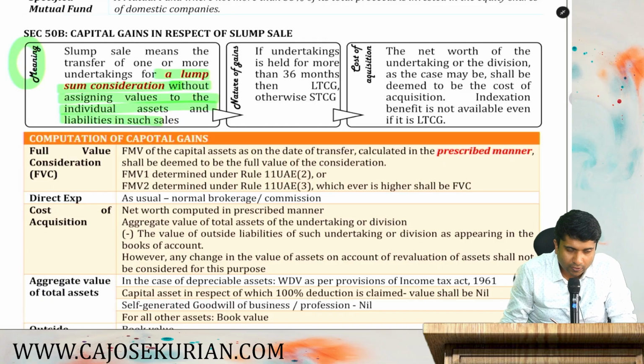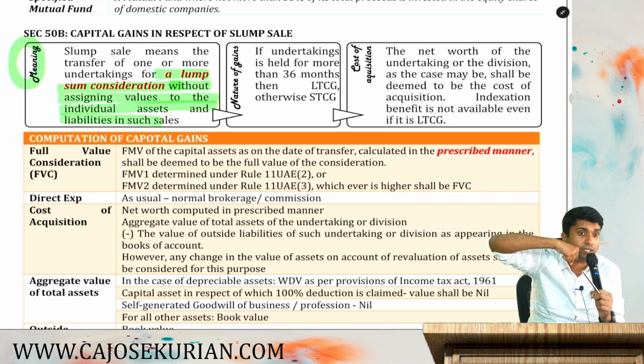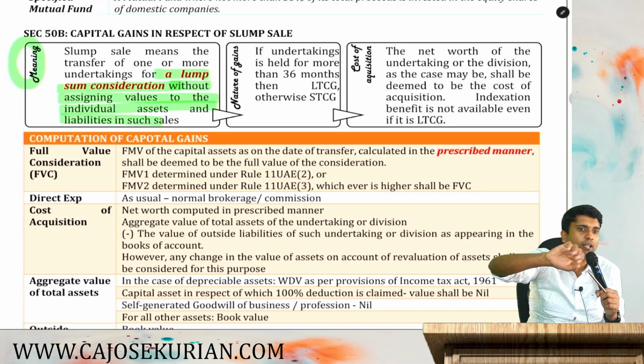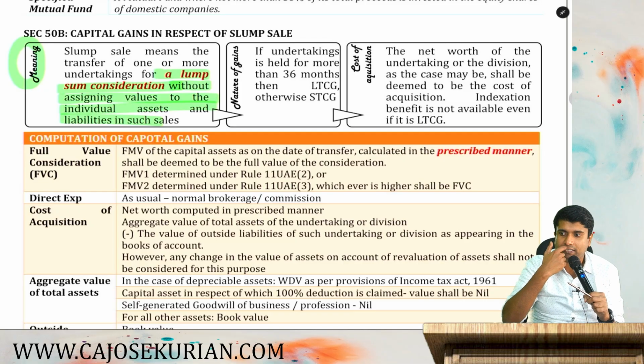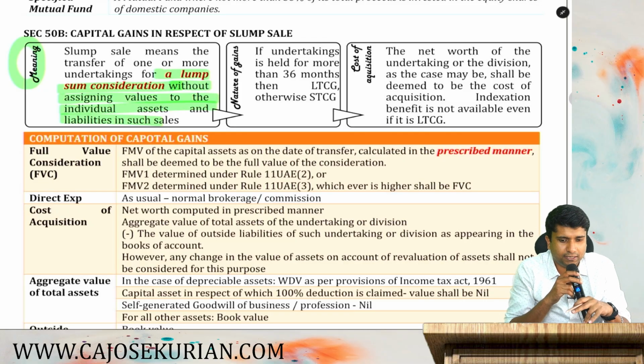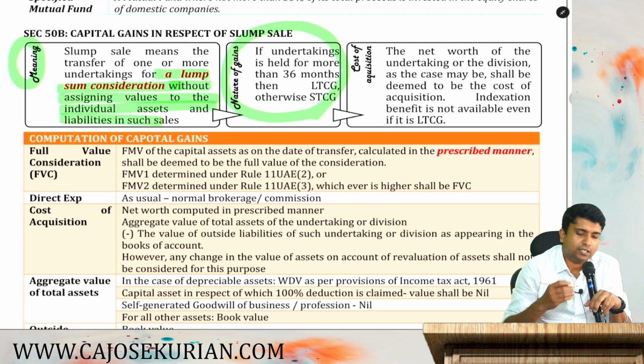Are you here? So to check whether the asset is a long-term capital asset or a short-term capital asset, it depends upon the period of holding. And for that undertaking, if it is held for more than 36 months, then it will be a long-term capital asset. Otherwise, it will be a short-term capital asset. That means if the undertaking is held for less than or equal to 36 months, it will be a short-term capital asset.